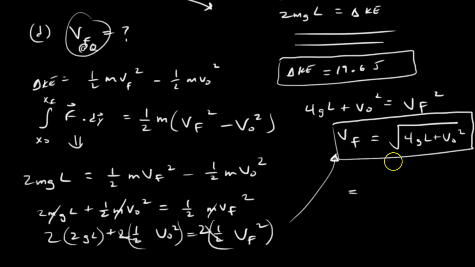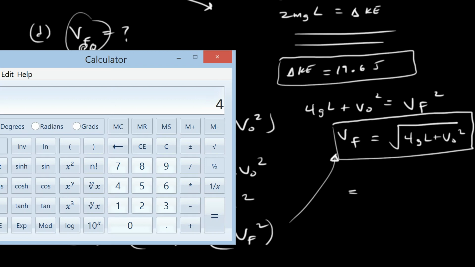Now we just plug in the numbers. So 4 times g, which is 9.8, times L, which is 2, plus v0. As we did in part A, we found v0 to be approximately 10, or 9.98. So we're going to square that, and then we take the square root of this.